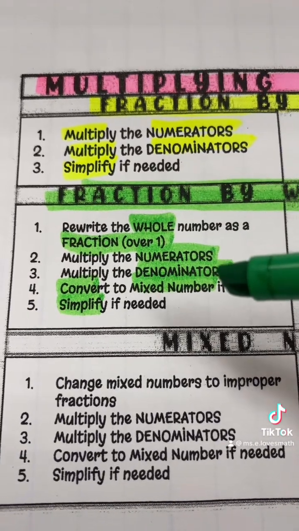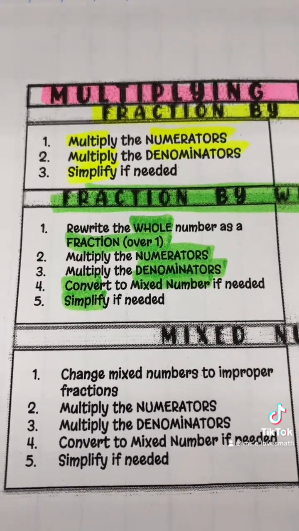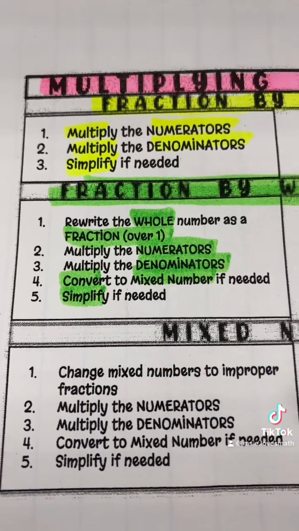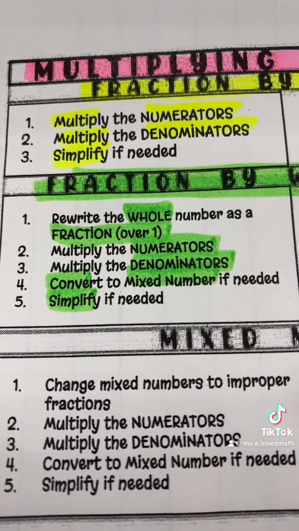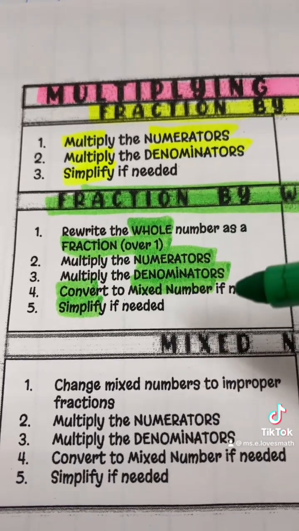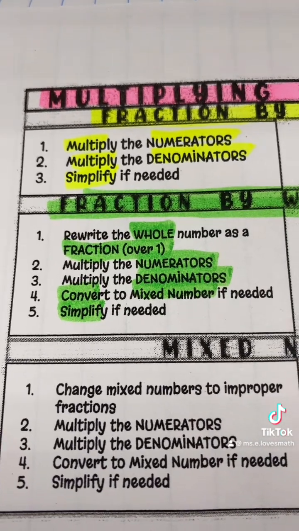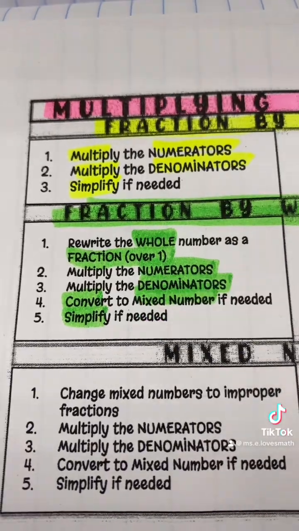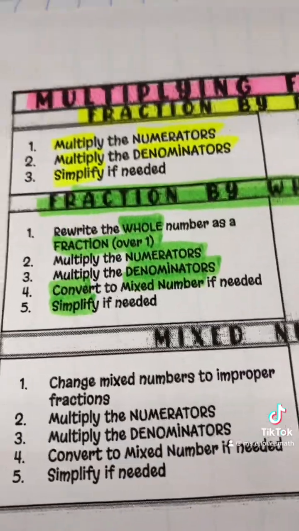Step 2 and 3 are very similar to the top, where we multiply across the numerators and multiply across the denominators. The only other thing that's different is once we do that multiplication, we may need to convert our improper fraction back to a mixed number if needed. Then we will simplify just as before.